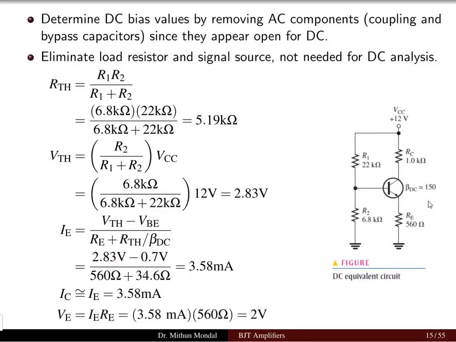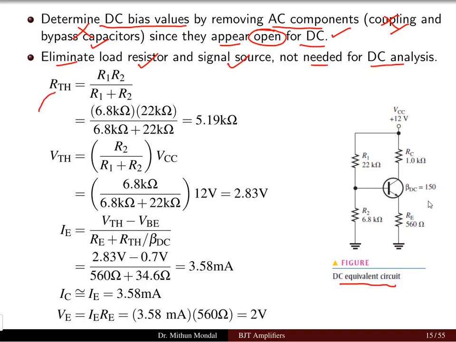Let us understand this with an example of a DC equivalent circuit of the common emitter amplifier. To determine the DC bias values of the voltage, AC components need to be removed, such as the coupling capacitors and the bypass capacitor, since they appear open for DC. So you need not consider the coupling capacitors or the bypass capacitor because we are considering the DC effect and those will be open. We also need to eliminate the load resistor as well as the signal source, which is not needed because we are doing the DC analysis.